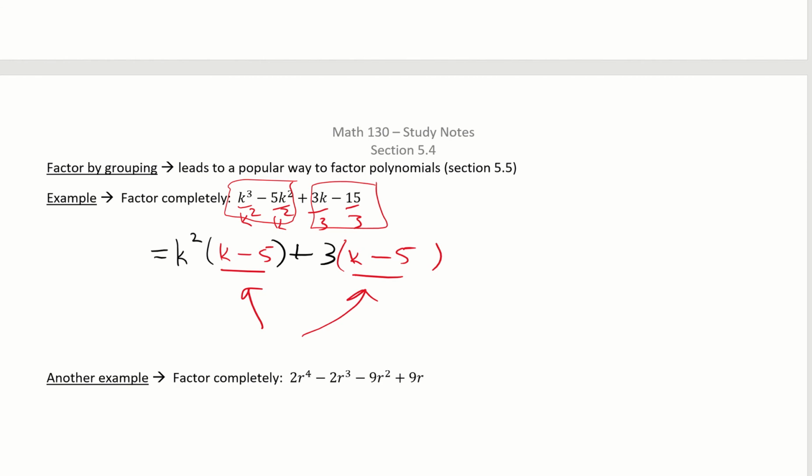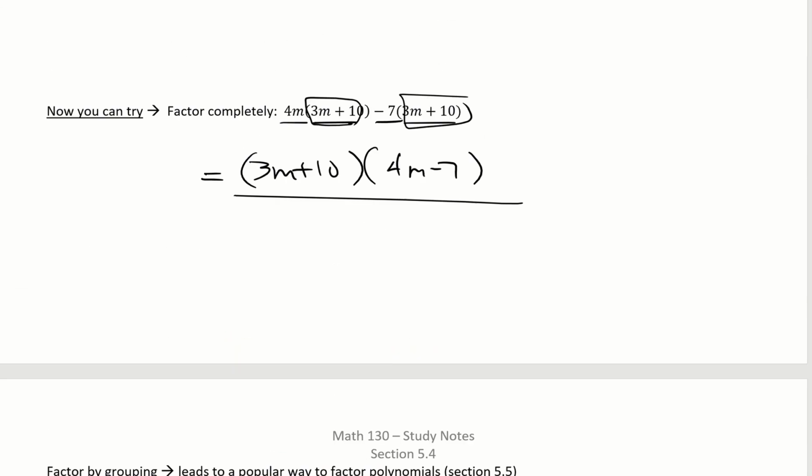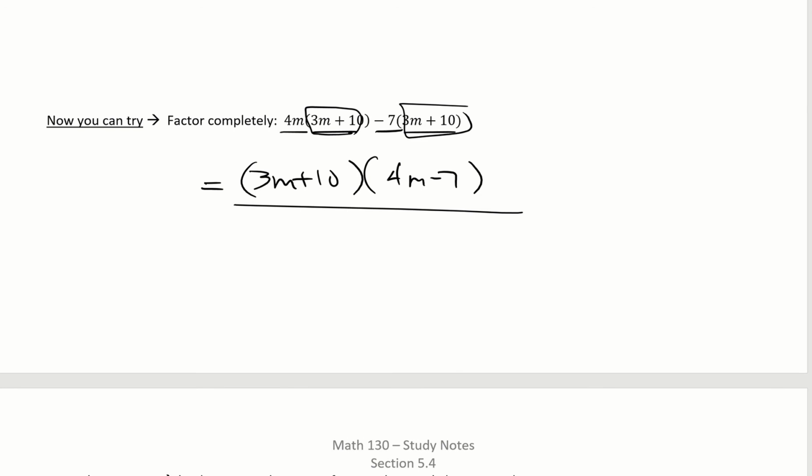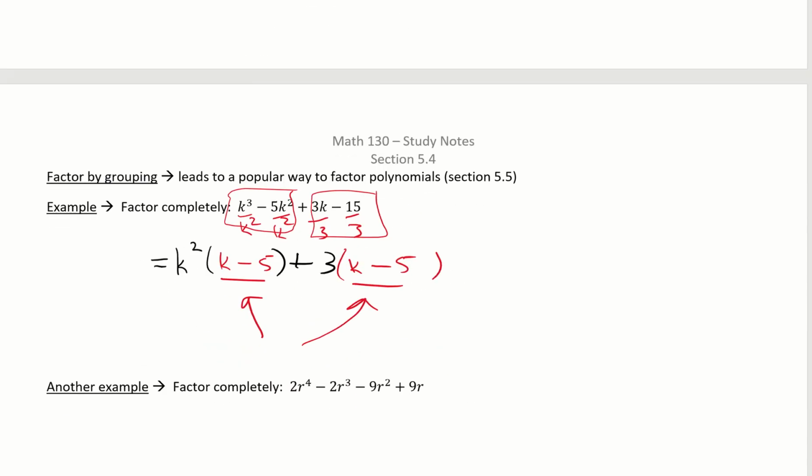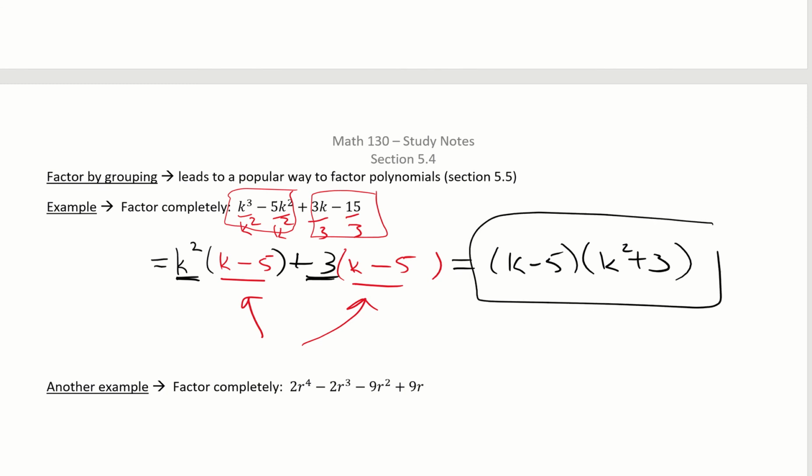We're not done. Because what we have to do is go back up. Remember this? We're going to take out the common factor. So that's the last step. The common factor is k minus 5. And left behind, if you take him away, see that? Is k squared plus 3. And that's it. That's factor by grouping.